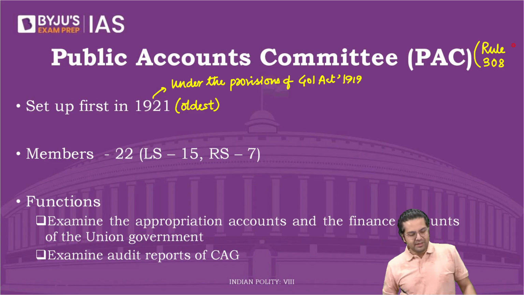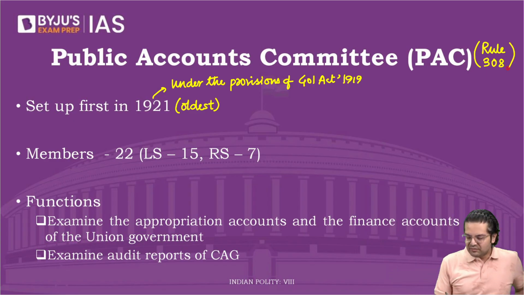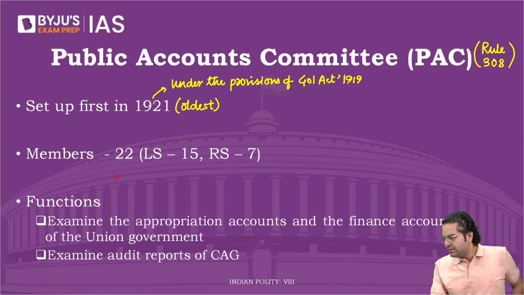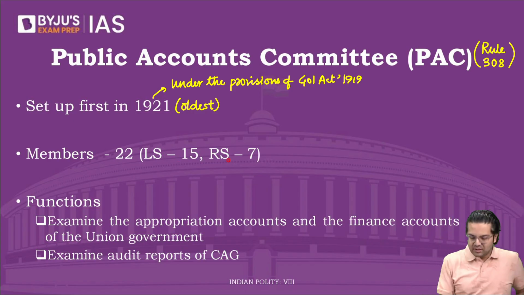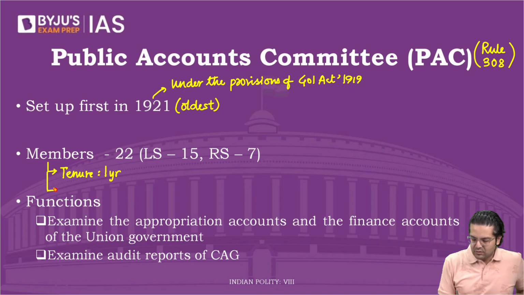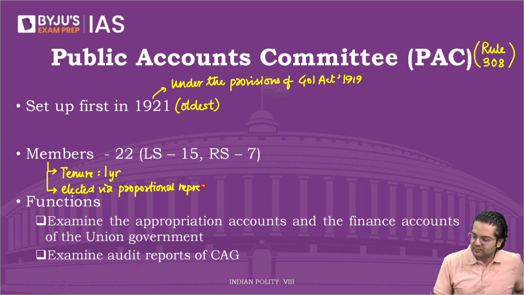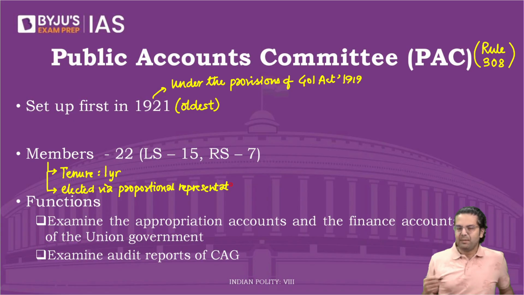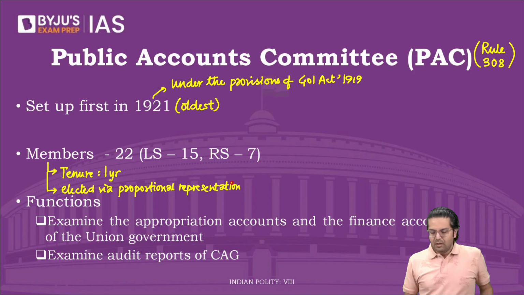Okay. Now, this committee has 22 members, 15 from Lok Sabha, 7 from Rajya Sabha. So it's a joint committee. Now, one more thing, members. The tenure of members is 1 year and they are all elected via proportional representation, meaning every party has some members of its party in this committee.